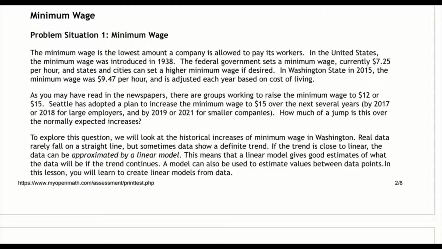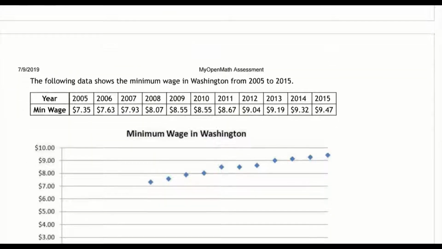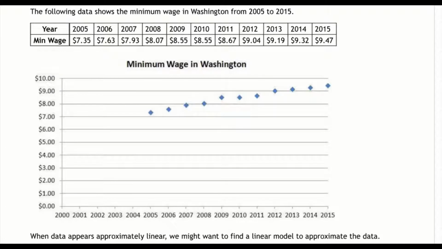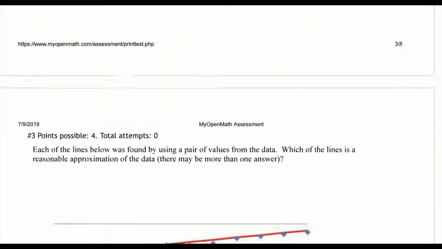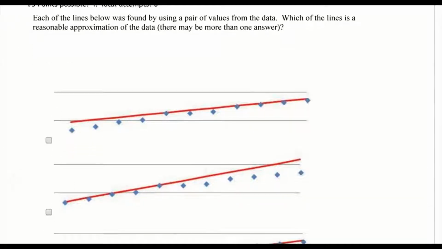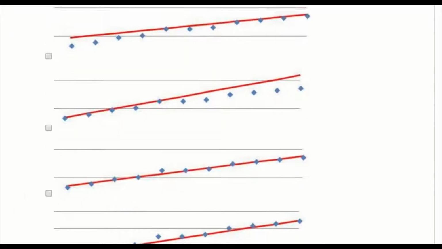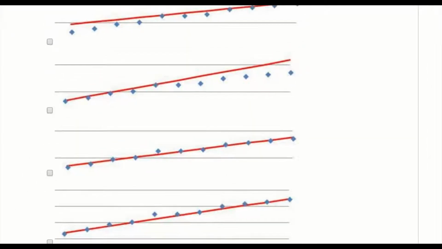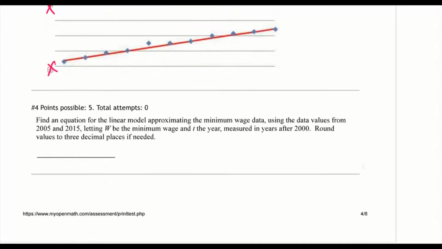And so now let's use those skills for a problem situation on minimum wage. So we know minimum wage, we have the law of getting to $15 per hour. So here's some scenarios, some actual data for Washington about minimum wage. So we're given dots, and the line or the model we're going to make should be a good fit. So that means it should kind of explain the trend that's happening. That means most of the dots should be on or near the line.